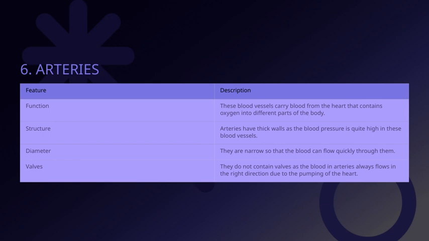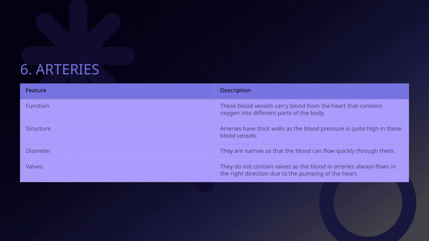Another key point is that arteries do not contain valves. Since the blood is always flowing in the right direction, thanks to the pumping action of the heart, valves are not necessary in arteries. This unidirectional flow is crucial for maintaining a smooth and consistent circulation. So, in summary, arteries are strong, narrow, and designed to handle high pressure, ensuring that oxygenated blood reaches all parts of the body efficiently.